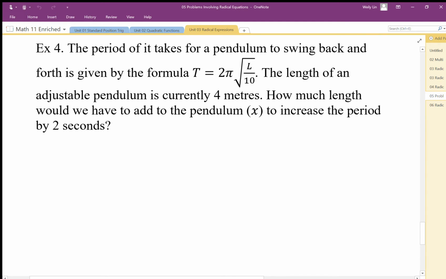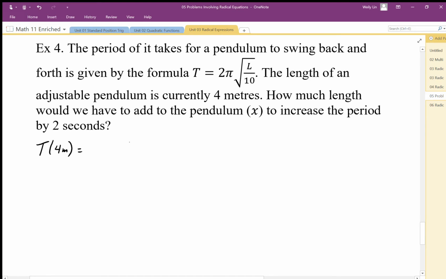One way we can do this is we could just figure out what the period is currently and then just add 2 seconds to that. Then calculate the length, the x value, whatever we need to add. We could also generalize this, and that is a little bit more useful because it can be applied to a broader range of questions, but it's a little bit harder as well. So we're going to first of all just find out the period when the length is 4 meters.